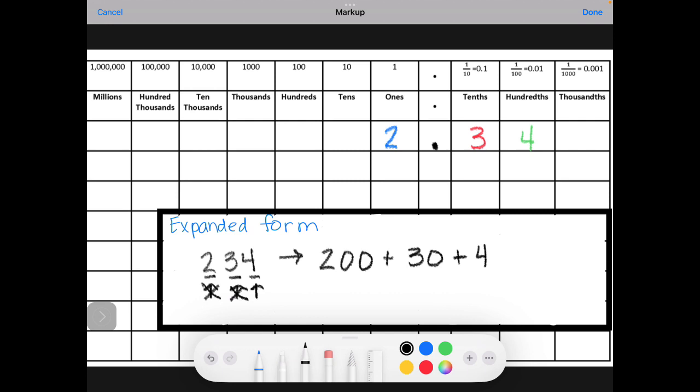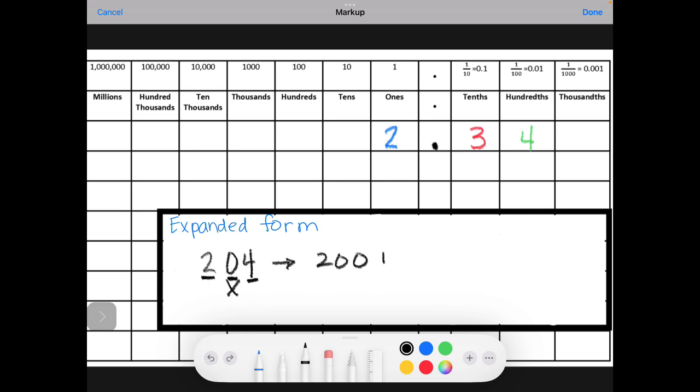I look at each of these digits and I decide what the value is. Say it would have been 204. Okay, in this case, same way I would have started with my 200. That 2 stands for 200. I do not have any tens, so I'm going to skip that place because I don't have anything in the tens place to add, and then I would go to my ones. So it would be 200 plus 4.